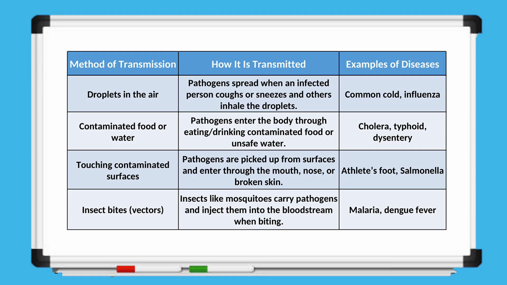Next, contaminated food or water. In this method, pathogens enter the body when a person eats contaminated food or drinks unsafe water. Diseases such as cholera, typhoid, and dysentery are spread in this way.